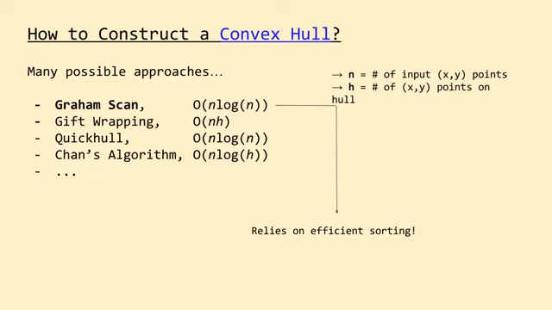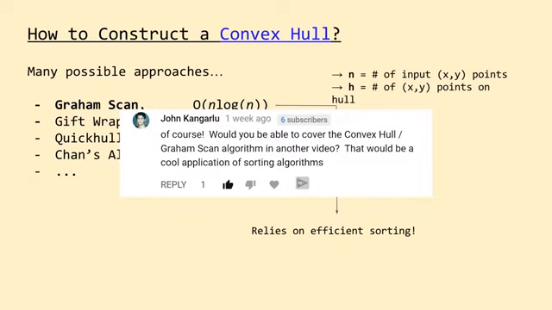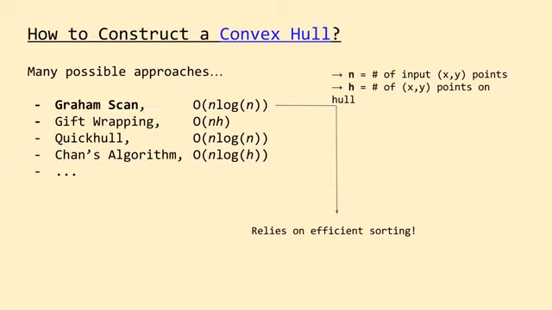The idea to introduce Graham scan was actually recommended to me by a viewer, John Kangaroo, and I really like the idea. Graham scan's competitive performance hinges mainly on its use of efficient sorting, and since we just finished up our sorting algorithm series, we should be able to carry over much of what we learned to improve our construction of convex hulls.